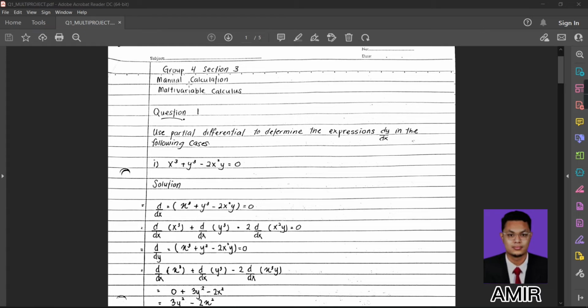Today, I want to present about the multivariable calculus project, and I'm from group 4 from section 3. So, my part is question 1. This is our manual calculation that I have solved.